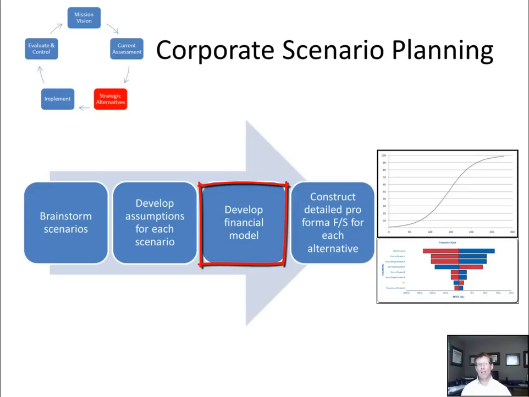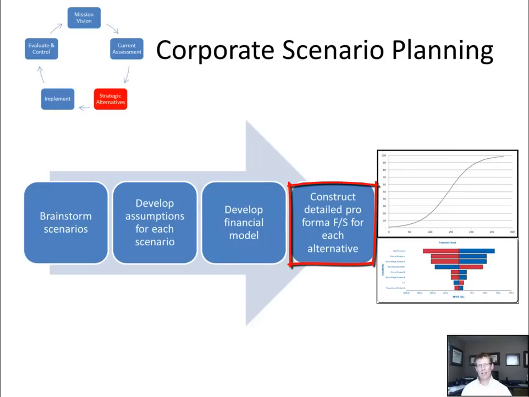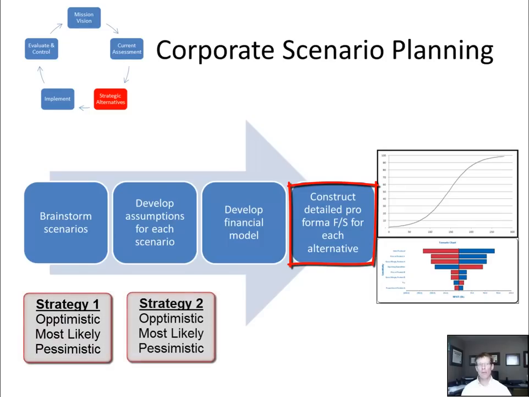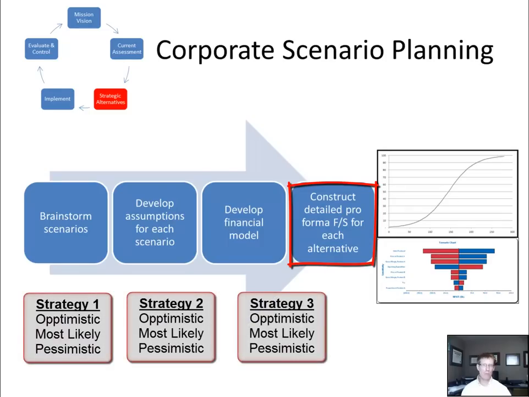You'll adjust each income statement and balance sheet as necessary to reflect the implementation of the strategy for each alternative. Finally, you'll construct a detailed set of pro forma financial statements for each strategic alternative and each set of assumptions: your optimistic, pessimistic, and most likely. You can prepare ratio analysis and compare it to historical results to identify superior strategies.